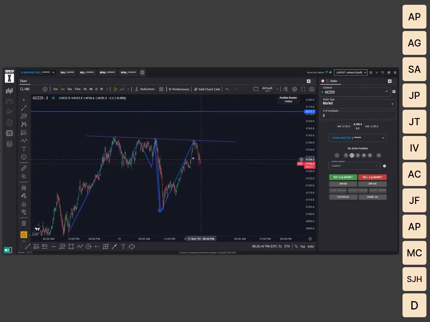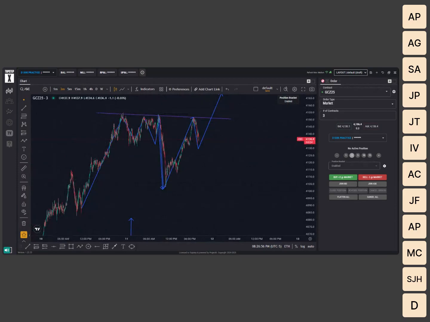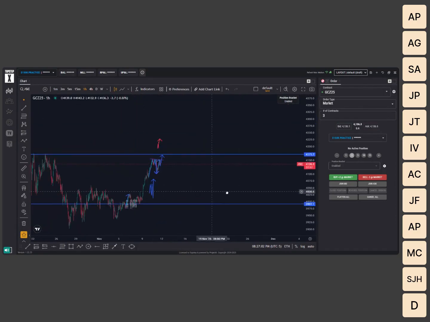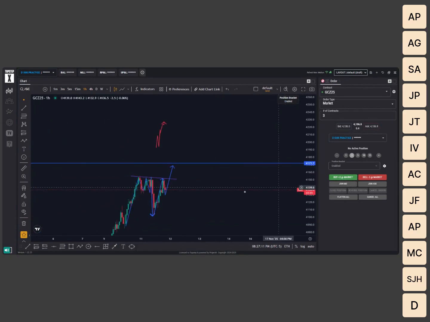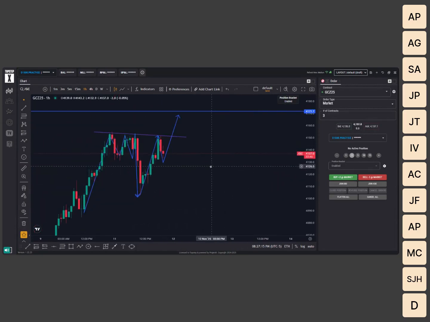Right now, what we should get. Now let's see if our higher time frame matches with this. Oh, like that. Zoom in. Y'all see this? This is perfect, right?